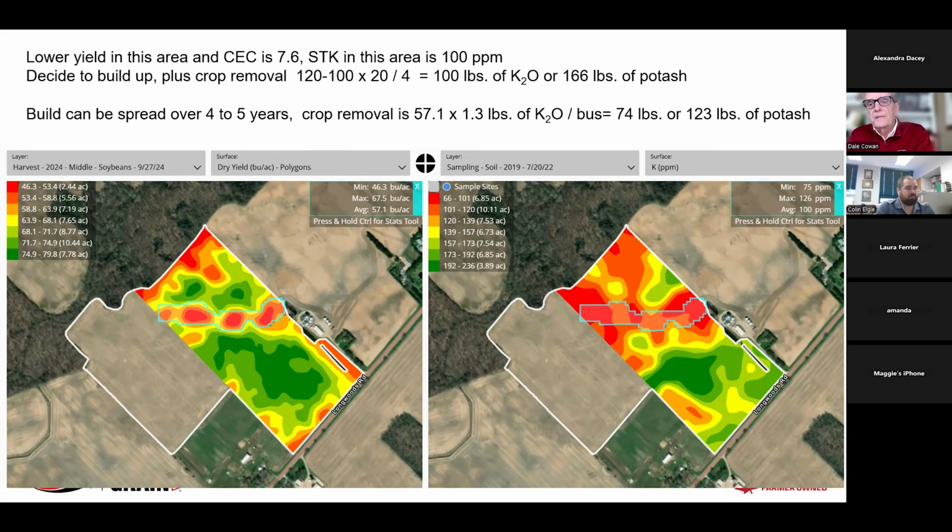So I have an option here to look at: I'm putting on 283 pounds of potash in that area, or just look at crop removal. But I wanted to do something there. I think 100 ppm is probably a little too low for soybeans, corn, and wheat in the rotation. So these are the decision points you go through.